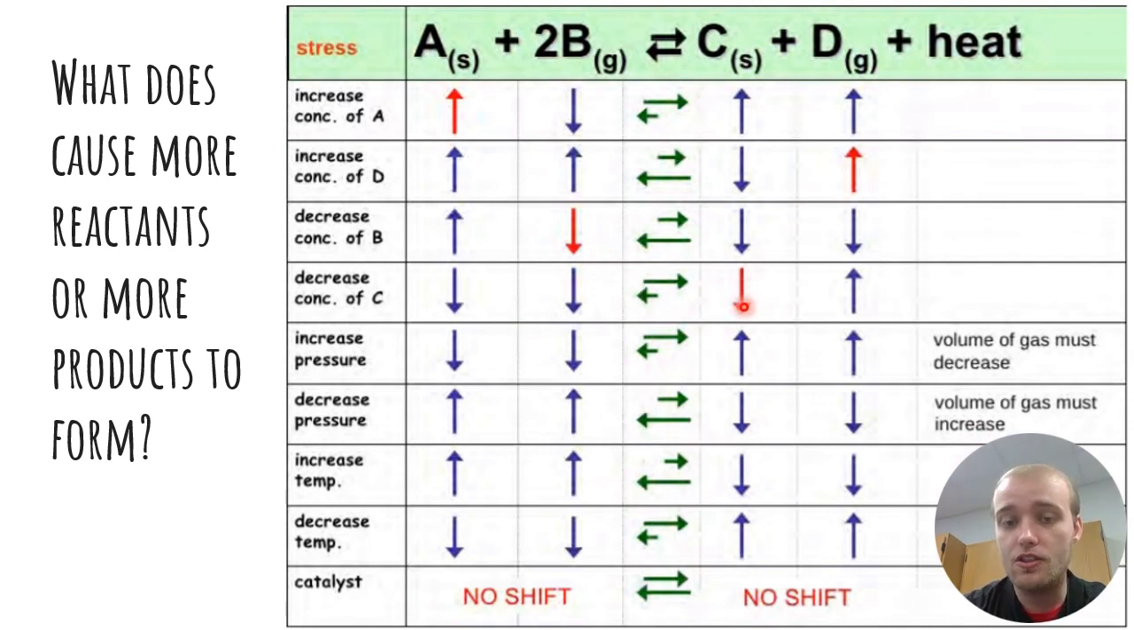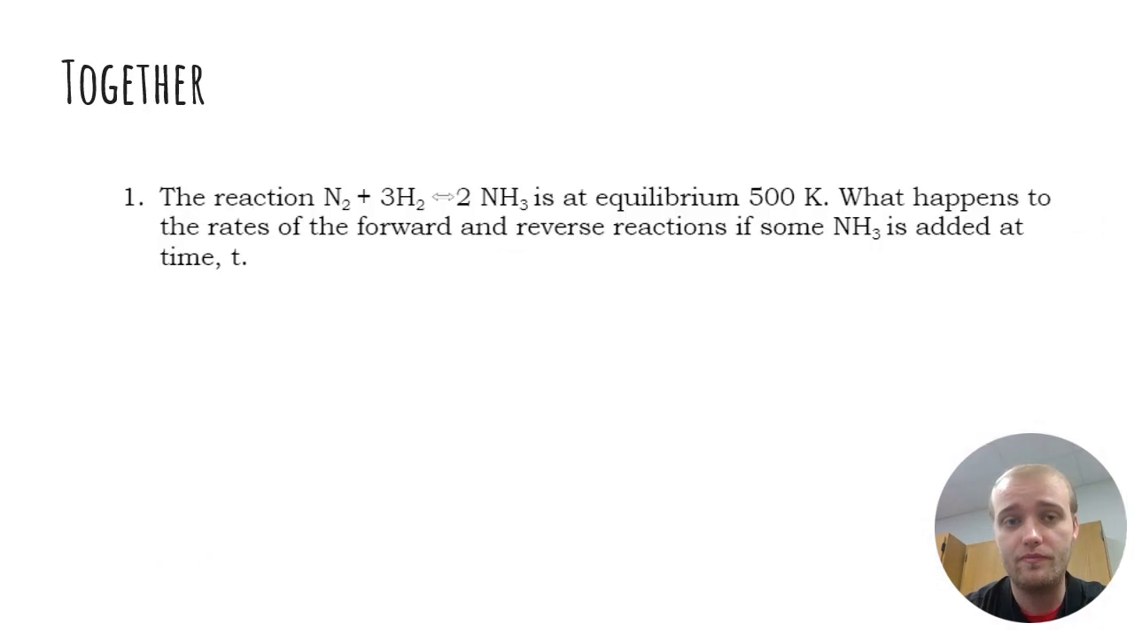If I decrease the concentration of C, same logic. I want to make more of it because I decreased it. So you can see my equilibrium arrow is pointing more this direction. If you decrease the pressure, this is something we'll get to in a later lecture, but you just may want to take note of this and kind of look over what's happening here with the volumes. Also, increasing the temp is something we're going to get to in a later lecture, but again, what I said about a catalyst, there's no shift if you add a catalyst whatsoever.